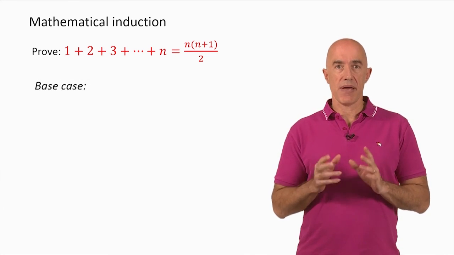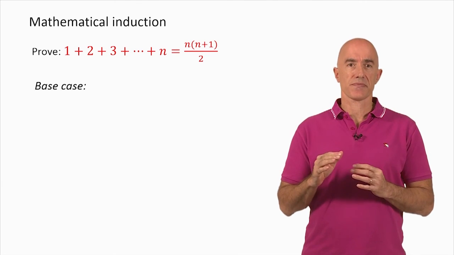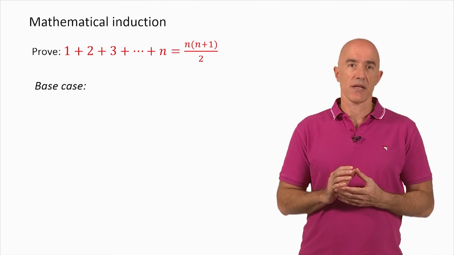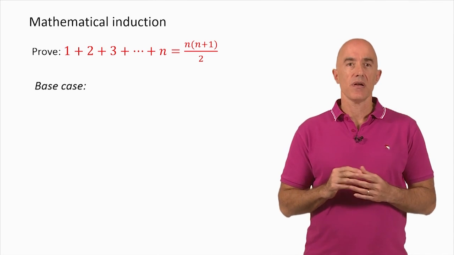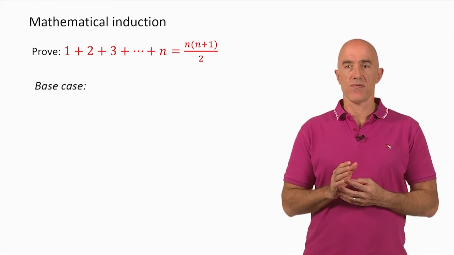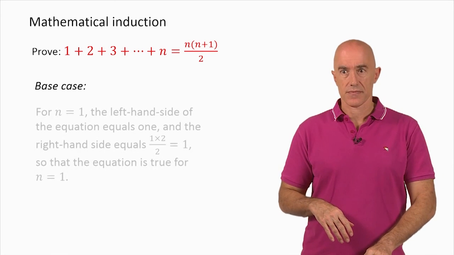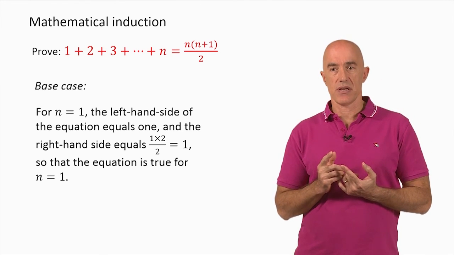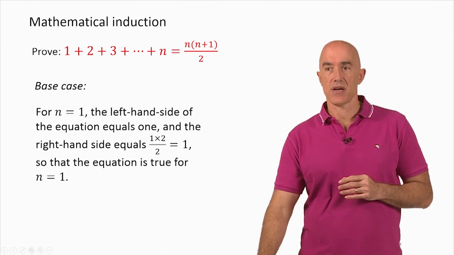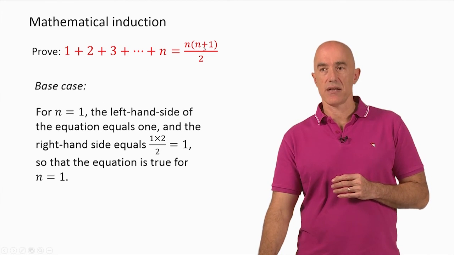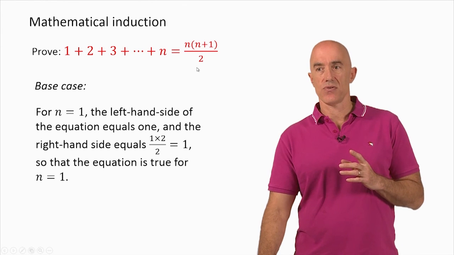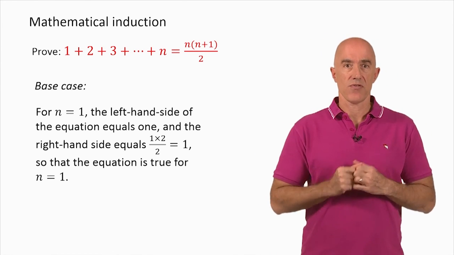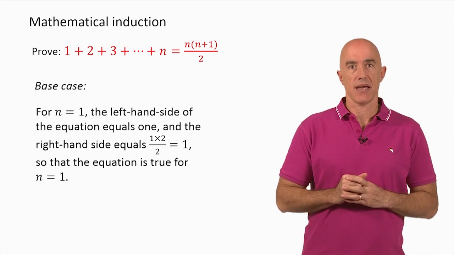The first step is called the base case. Typically, you prove the theorem for the smallest natural number, n equals 1, though you can have the base case at any number. So first you prove the theorem for n equals 1. How do we do that? It's relatively easy. For n equals 1, the left-hand side of the sum is 1, and the right-hand side is 1 times 2 divided by 2, which is also equal to 1. So we can conclude that the equation is true for n equals 1. That establishes the base case.